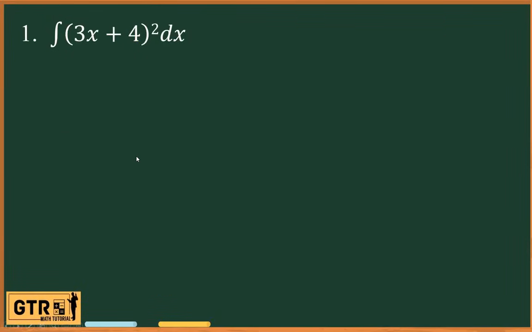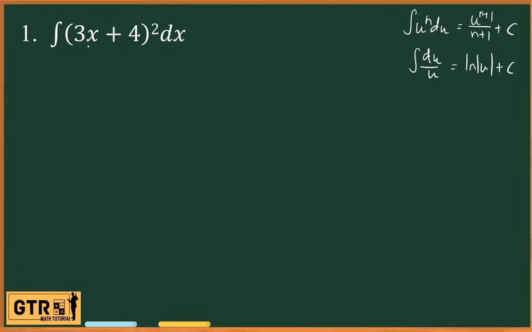Okay, so number 1. Integral of (3x plus 4) squared dx. For this problem, we already discussed two formulas, the integral of u to the n du and the integral of du over u. So we will use these two formulas in solving the 10 problems. So u to the n du, the integral is u to the n plus 1 over n plus 1 plus c, and then if we have du over u, the answer is ln absolute value of u plus c.